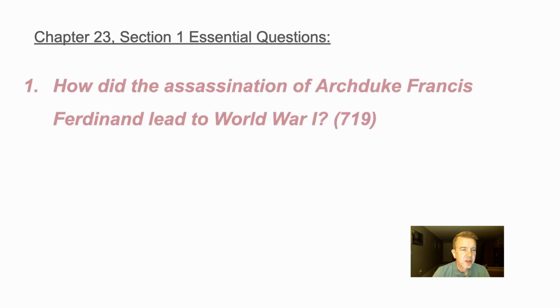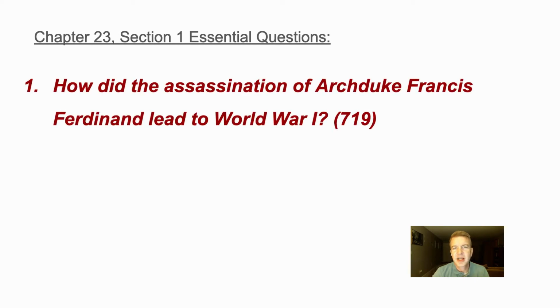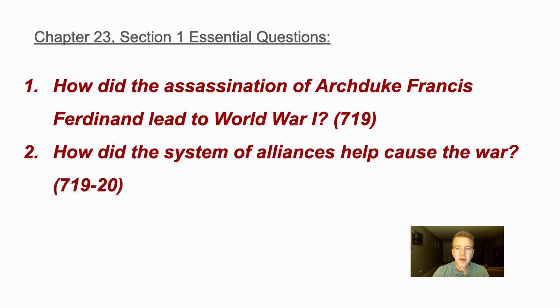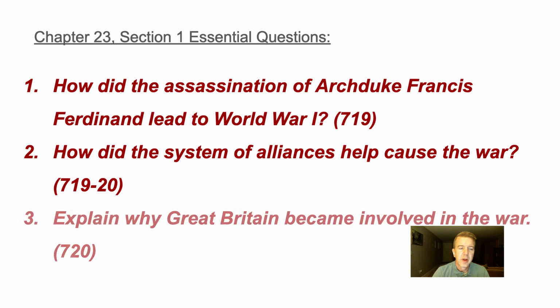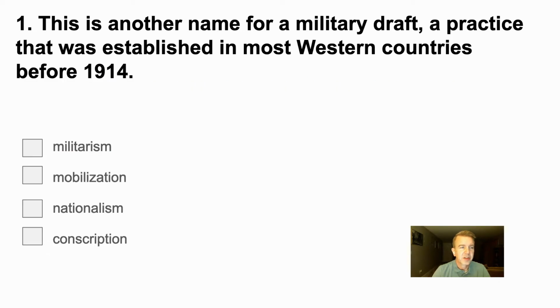Okay, essential questions from Section 1 here is, how did the assassination of Archduke Francis Ferdinand lead to World War I? How did the system of alliances help cause the war? And why did Great Britain become involved in a war? And in doing this, we're actually going to look at a political cartoon that shows part of how that alliance system kicks in. Okay, getting started here with number 1.